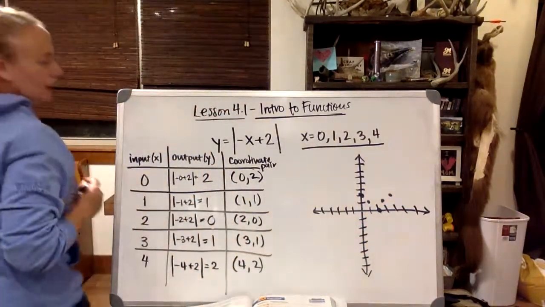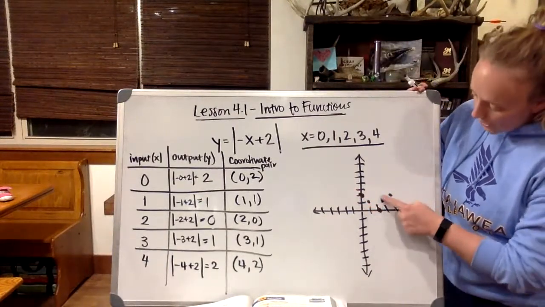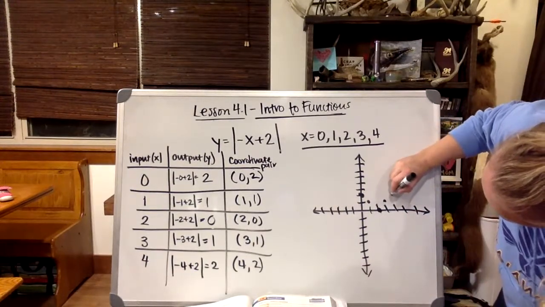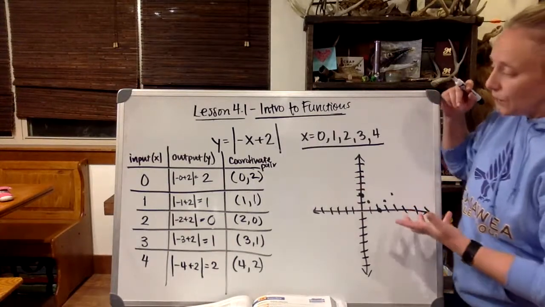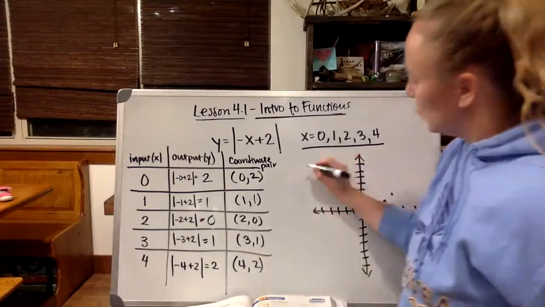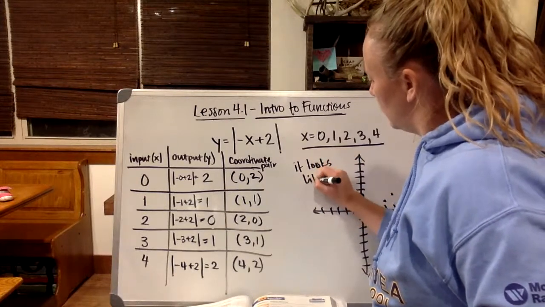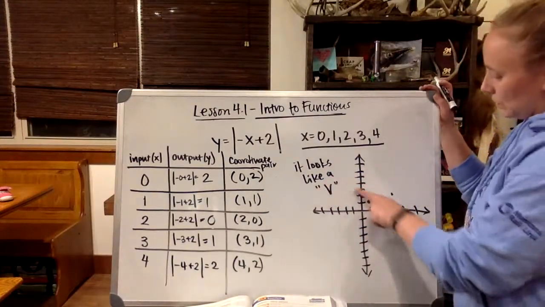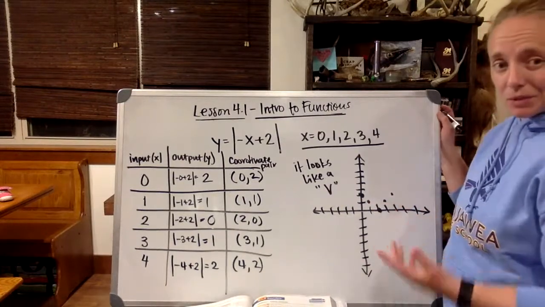Now, if I look at this, I can see that this absolute value is forming a V shape. So I see a V shape with those points. If the question asks me what sort of shape my graph is, I can say it looks like the letter V. All absolute values tend to have a V-shaped pattern to them, which is kind of cool.